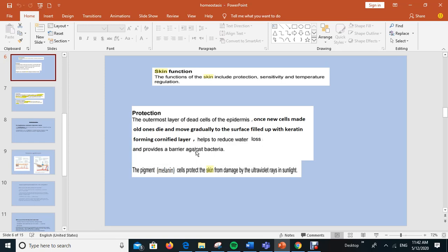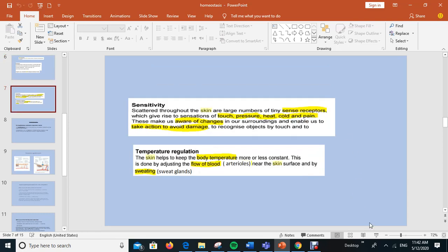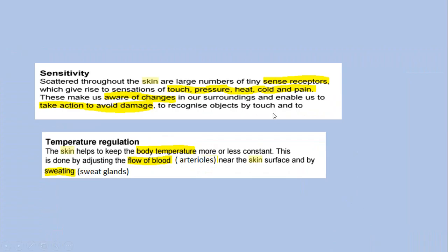It works like a mechanical barrier, and the melanin pigment also plays a very important role to reduce the risk of having skin cancer. Also, the skin plays a very important role in sensitivity. If you feel something hot or cold, you can take an action. If you are exposed to something which is sharp, you can take an action to prevent further damage, such as cut or wound. If you feel something very hot, you can prevent further damage, such as burning. Your skin won't get burned.